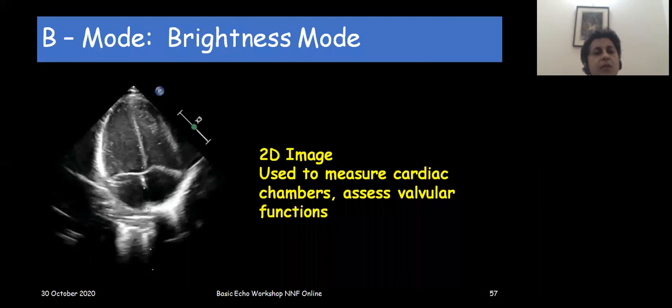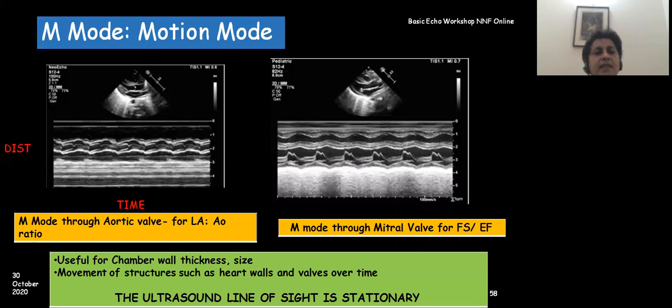Here I can see all the tissues. I can see some hyperechoic, some hypoechoic. And this 2D image is used to measure the cardiac chambers and assess valvular functions. Whereas the M mode is a motion mode. It evaluates the movement of structures such as the heart wall and the valves over time. So a single ultrasound beam is sent at a particular point in order to see what structures are moving at that point.